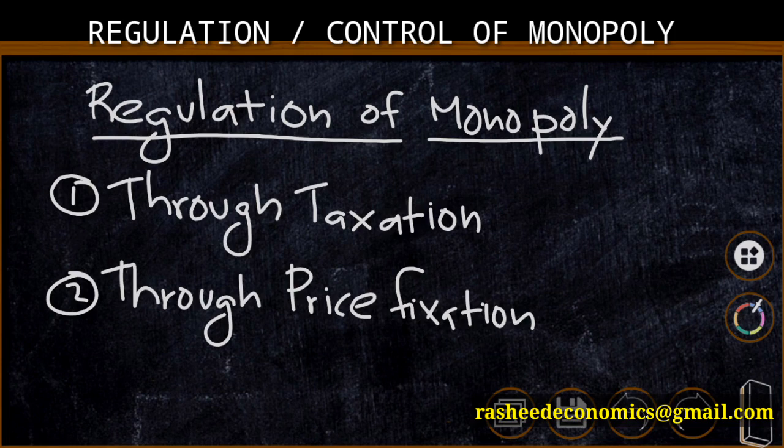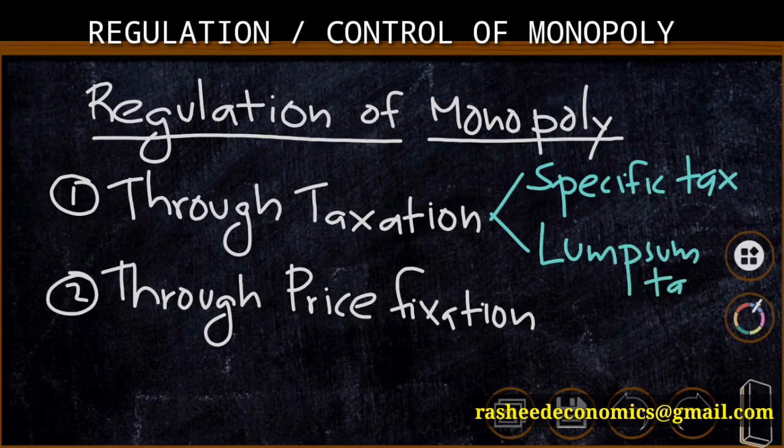In the process of regulating monopoly through taxation, there are two sub methods. That is, tax can be of two types: specific tax, which is the first method to control monopoly, and lump sum tax. We will be explaining each category separately. Initially, we are moving to explain the imposition of specific tax and how it controls monopoly.